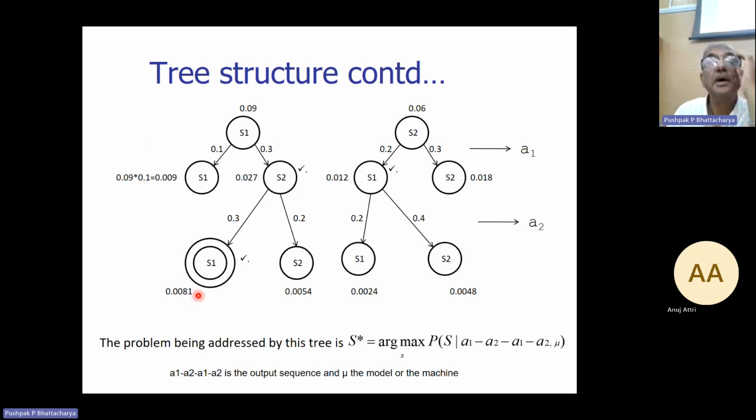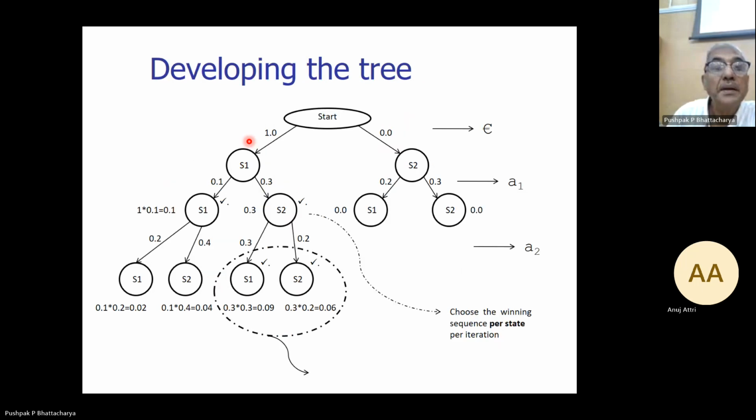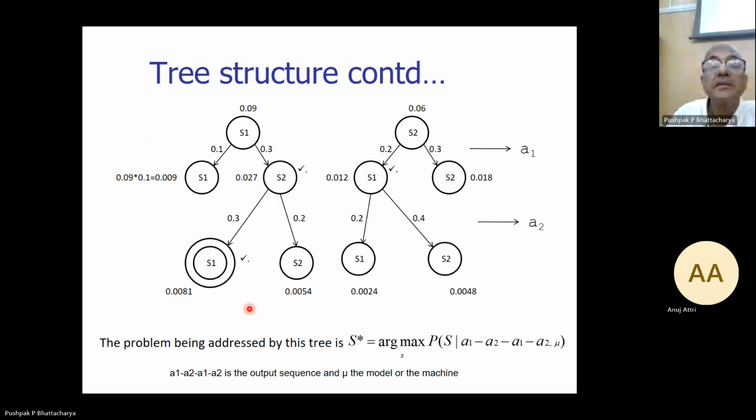Now, if we do back tracing, then the path is ending in S1 through S2 through S1. Through S1. So then again through S2, S1 and start. So the path is start S1, S2, S1, S2, and then S1. Okay, so this is the path. This is the highest probability.